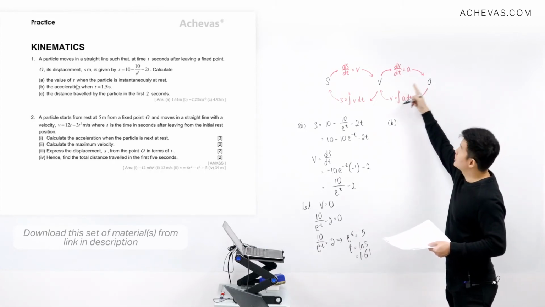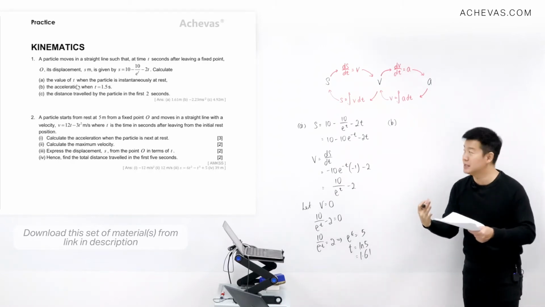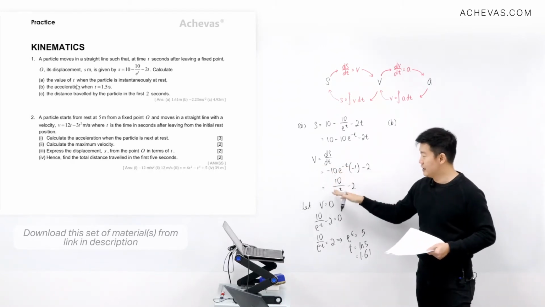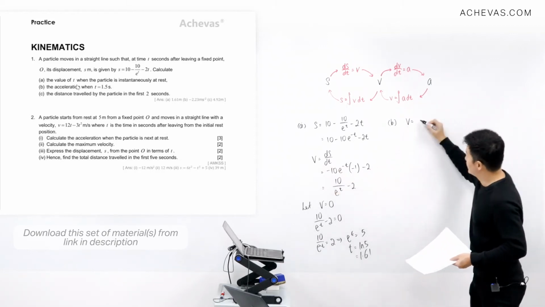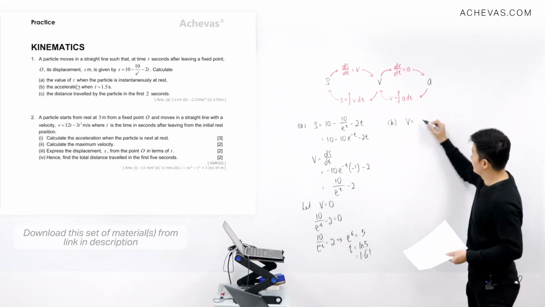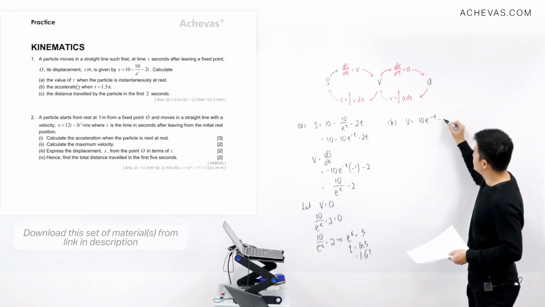How do we get acceleration? It is the rate of change of the velocity, so it is dv/dt. We have the expression for v. I'm going to write down v here. Let me just rewrite this first term. It is going to be equal to 10 e to the power of minus t minus 2.